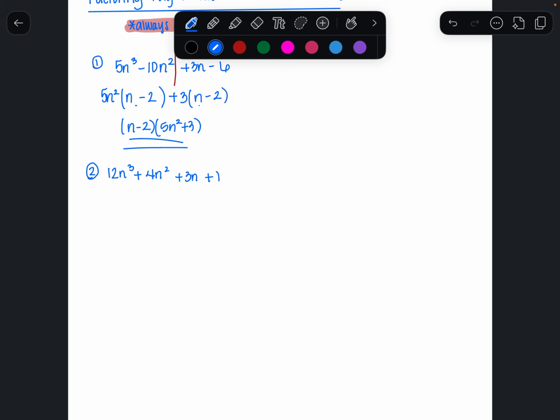look for a greatest common factor. I'm looking at my n's. Well, that last term doesn't contain an n, so I'm not going to factor out an n, and there are no numbers that I can factor out. So group it, and find the GCF.